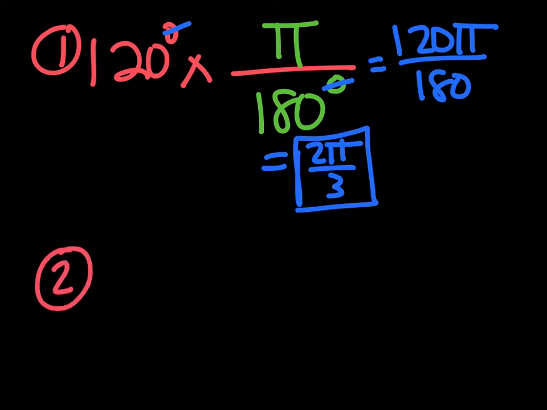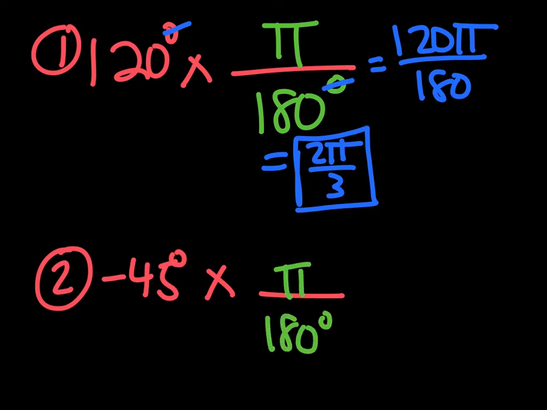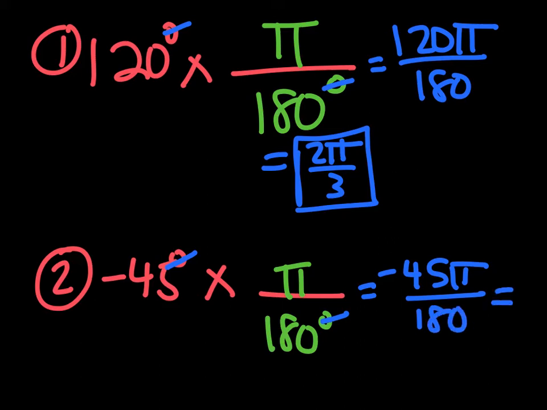Example 2, if I want to try another one, negative 45 degrees. We're going to multiply that by, again, 180 degrees equals pi in order for my degrees to cancel out. So that's negative 45 pi over 180. And you always want to reduce all these down. That's negative pi over 4. So this unit, you're going to basically learn how to go back and forth between degrees and radians.